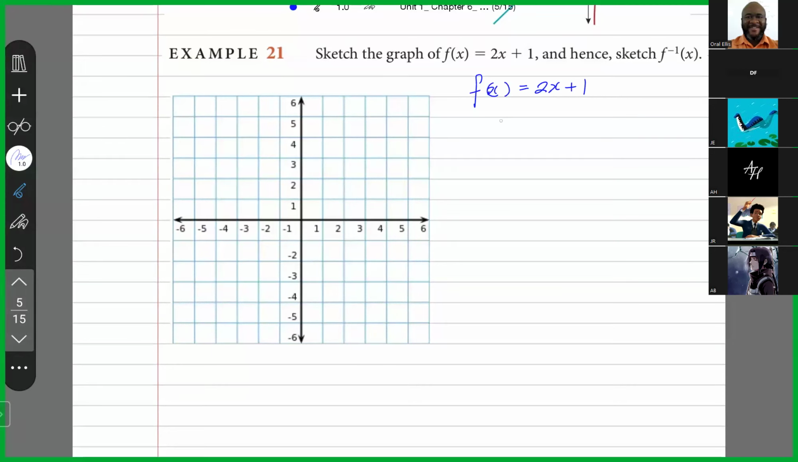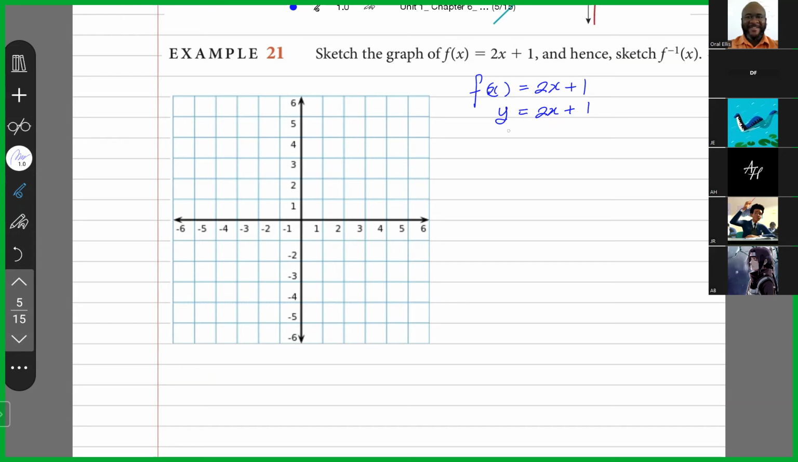First of all, let's say y is equal to 2x plus 1. Now, y is equal to 2x plus 1 is a linear function. The graph of a linear function is a straight line, and only 2 points are needed to draw a straight line graph. So to get 2 points, I'm going to start by selecting a value of x.